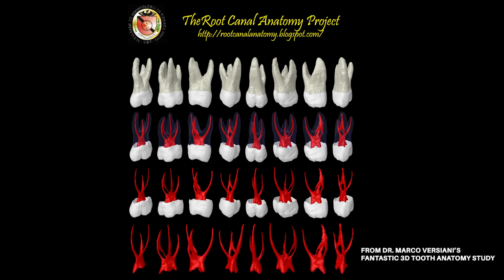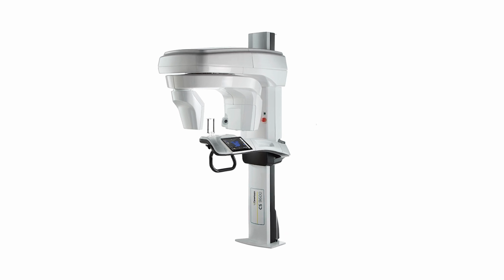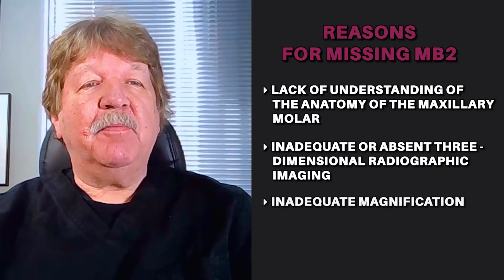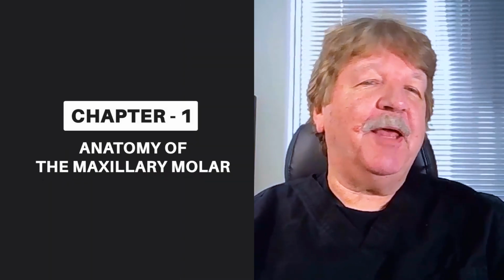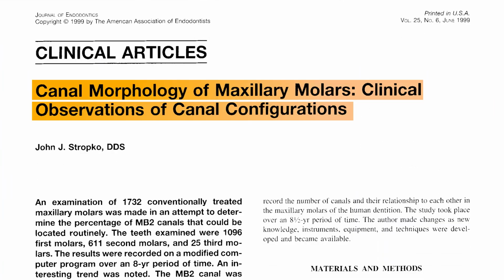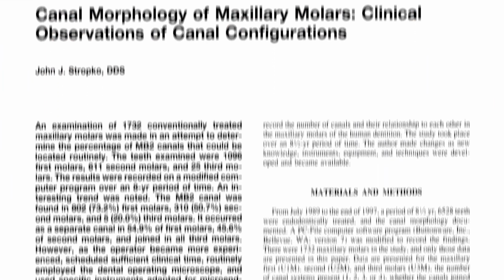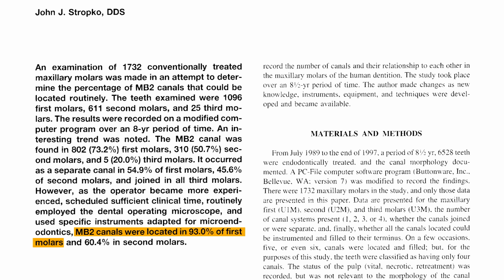They include lack of understanding of the anatomy of the maxillary molar, inadequate or absent three-dimensional radiographic imaging, inadequate magnification, and insufficient illumination of the access. In order for us to understand how to locate MB2, we have to first examine the anatomical configuration of the maxillary molar tooth. Anatomic studies have shown that MB2 is present in 90% or more of the maxillary first molars and 50% or more of the maxillary second molars.